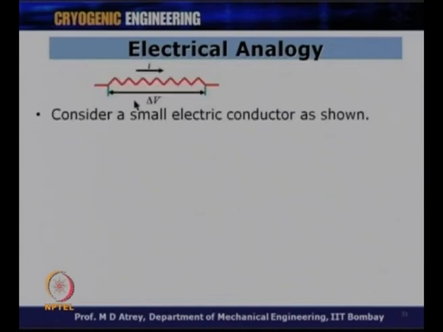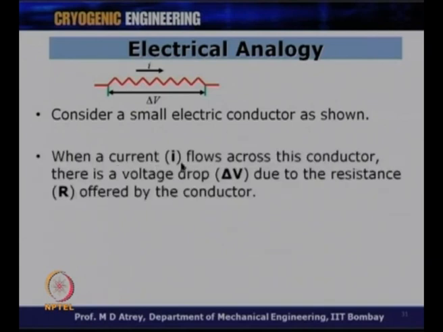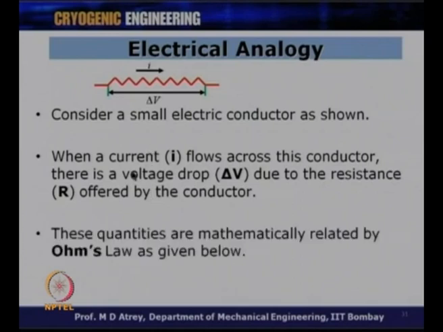We know that when a small current I is passed through a resistance which has a potential difference of delta V, we get a certain resistance, which is connected by Ohm's law. So, consider a small electrical conductor as shown. When a current I flows across this conductor, there is a voltage drop delta V due to the resistance R offered by the conductor, and this is very simple, and they are related to each other by Ohm's law.